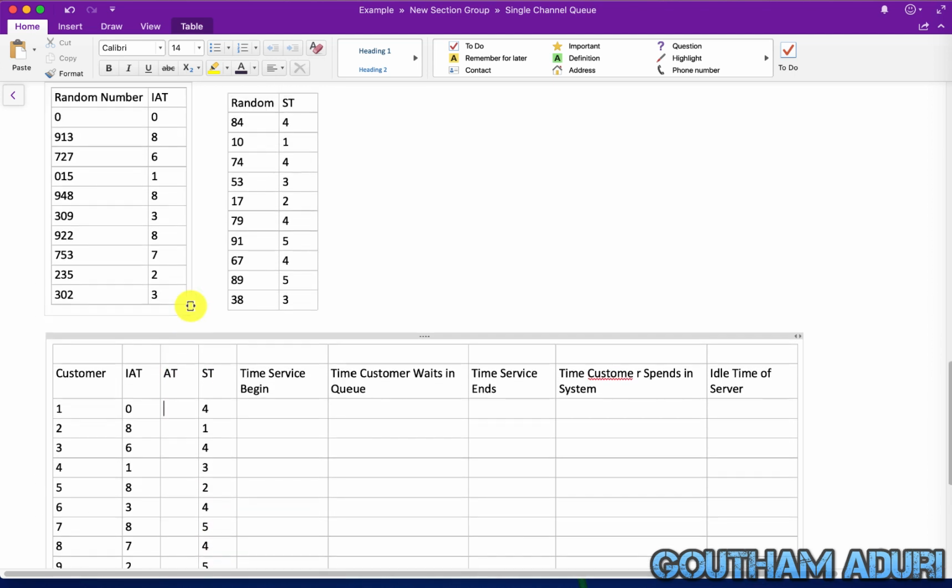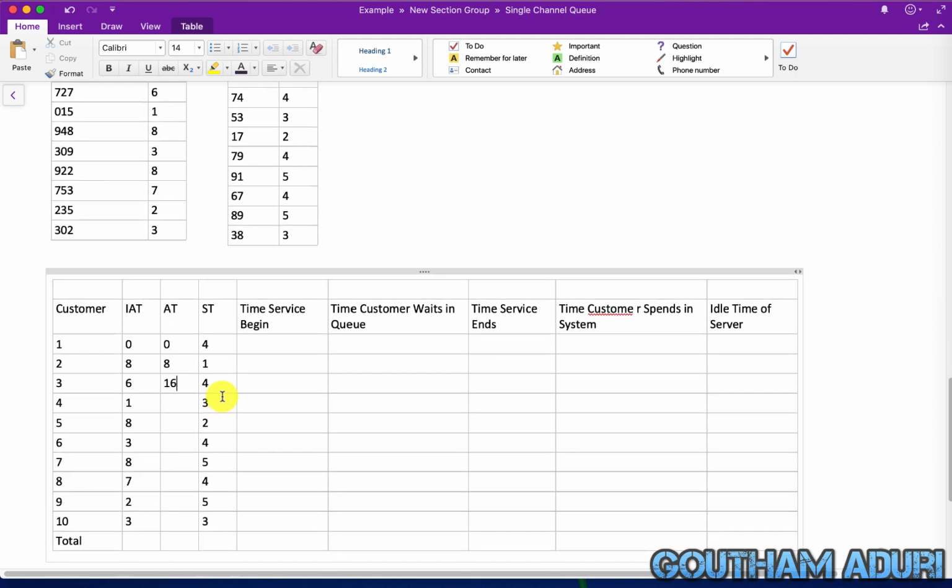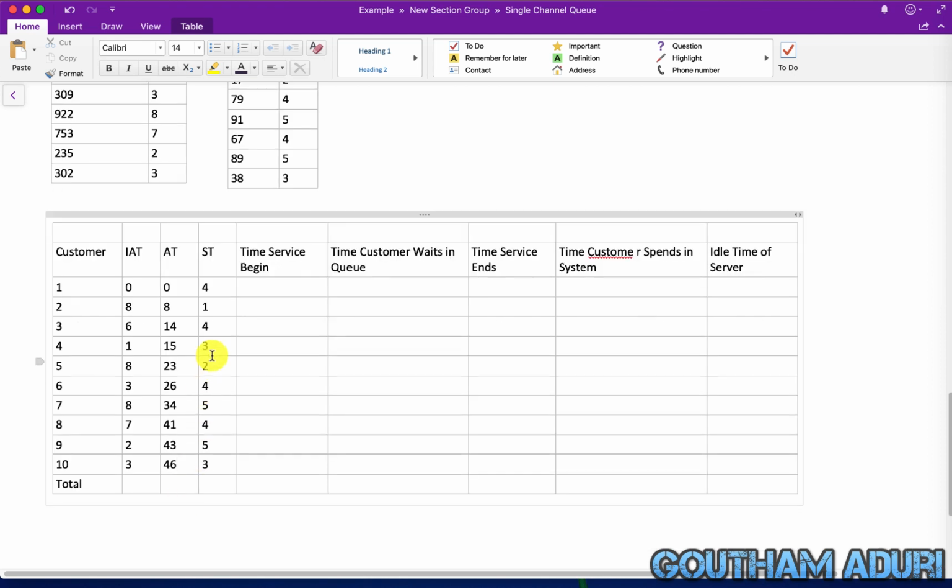The arrival time is calculated just by adding the inter-arrival time. The first one will be 0. I'll put in these columns: 8, then the second one is 0 plus 8, the previous one plus the next one, and I keep on adding these values: 6, 14, 15, plus 8, 23, 26, 26, 34, 34, 41, 43, and 46. So these are the arrival times and the service times.